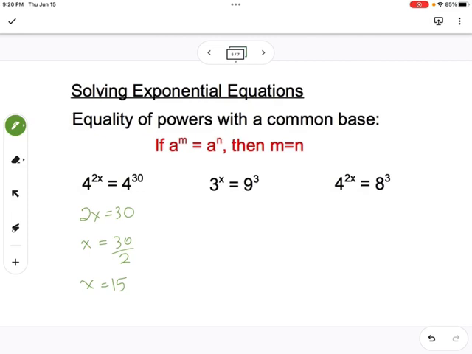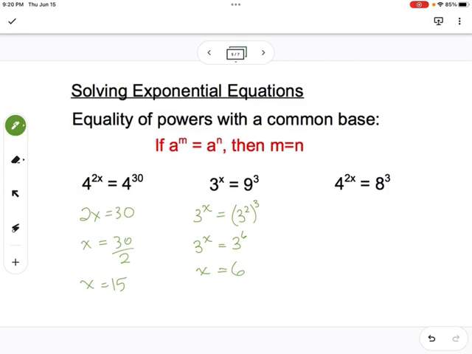The next one, 3 to the exponent x equals 9 to the exponent 3. We need the same base, so we are going to change that 9 into a 3 squared to the exponent 3. And here we have a power of a power, so we need to multiply those exponents. So 3 to the exponent x equals 3 to the exponent 6. When we drop the bases, we just have x equals 6 as our answer.